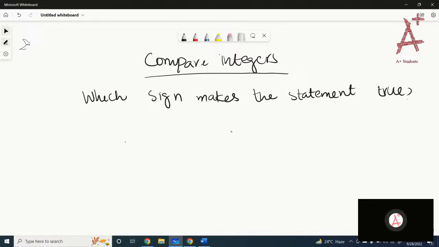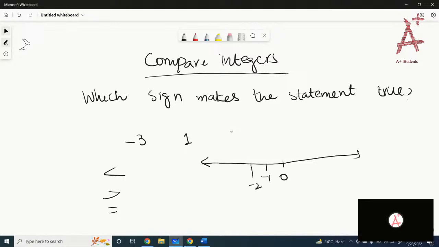Okay, start with, we have two of the numbers, -3 and 1. Okay, we need to see which sign I'm going to put there, less than, greater than, or equal to. So -3 and 1. So you can place both the numbers on number line. So here you have 0, -1, -2, and -3. Here you have -3 on number line. Then you have 1, 2, 3, and here you have 1 on the number line. So you need to see which one is greater.